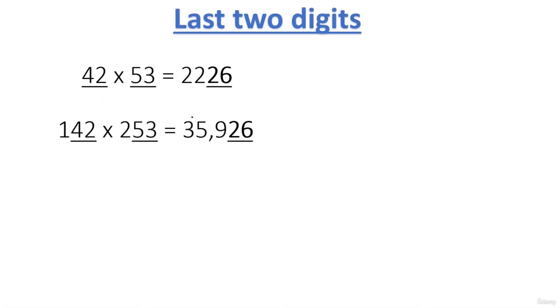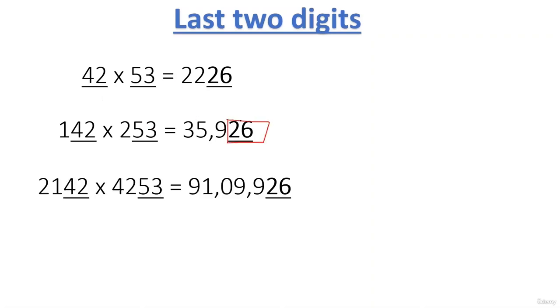So the units and the tens places basically give you 2 and 6. So 26 is our last two digits. Same way, if you add one more digit, this becomes 9109926. Again, the last two places are 26. What are we observing here, guys? Everywhere in all these products, the last two digits of the individual numbers are remaining intact, isn't it? And that is why the last two digits of the product are also the same.